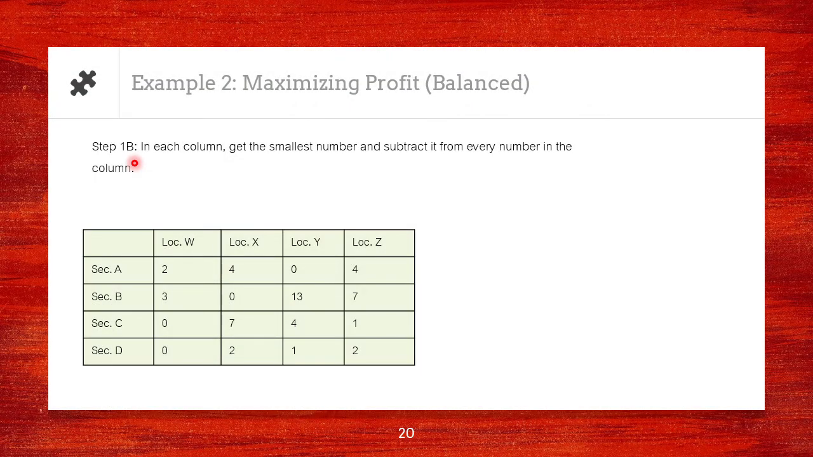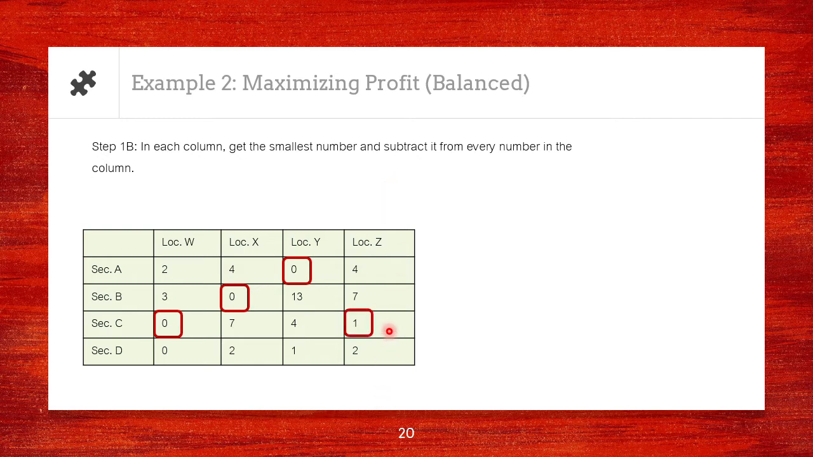For step 1b, we will get the smallest number in each column and subtract it from every number in that column. In our updated opportunity cost table, the smallest number in the first column is 0. The smallest number in the second column is 0. Third column, you have 0. And then fourth column, we have 1.